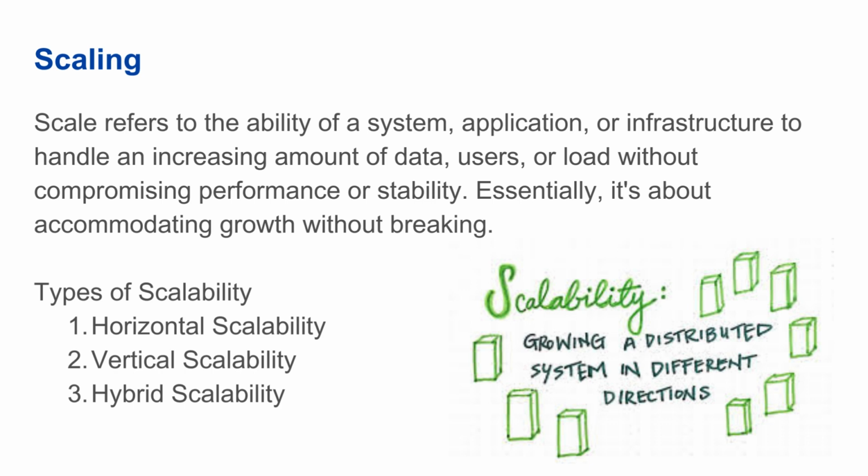So we will see how it provides scaling. Scaling is the ability of a system, application, or infrastructure to handle an increasing amount of data, users, or load without compromising the performance or stability. Essentially, it's about accommodating growth without breaking the current system. There are three ways we can grow or scale a distributed system. We can scale it horizontally or vertically, or have hybrid scalability.